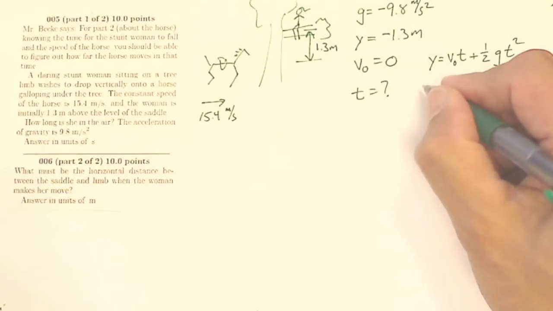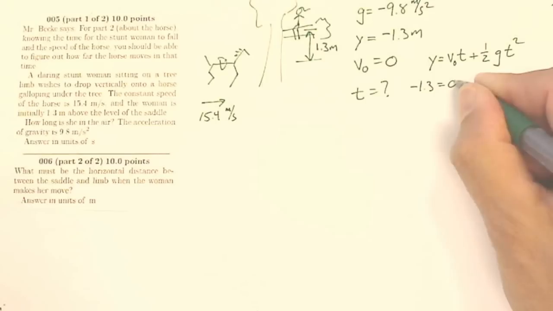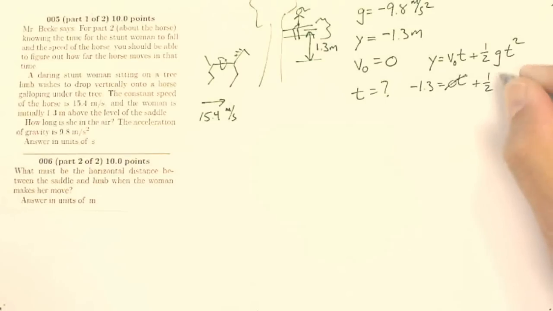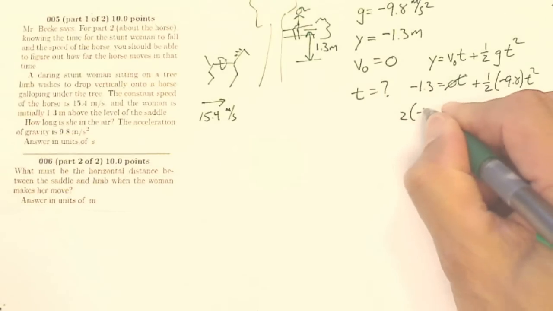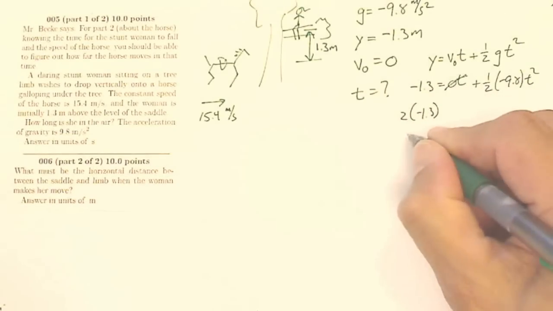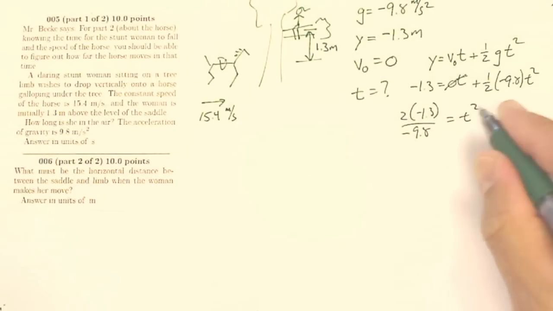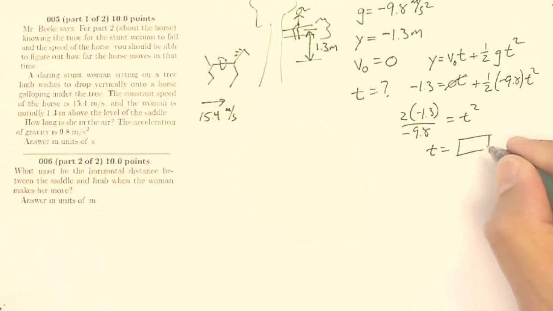So let's see what happens here. I've got negative 1.3 equals initial velocity of 0 times time, good, so that goes away, plus 1/2 the acceleration of gravity, negative 9.8, times time squared. So I multiply by 2 times negative 1.3, divide by negative 9.8, and that is going to equal my time squared. So when I square root that, I will get myself my time. So time equals, and then square root that.